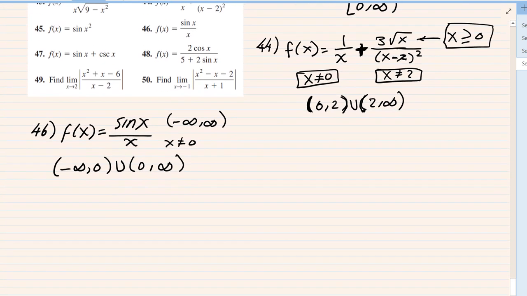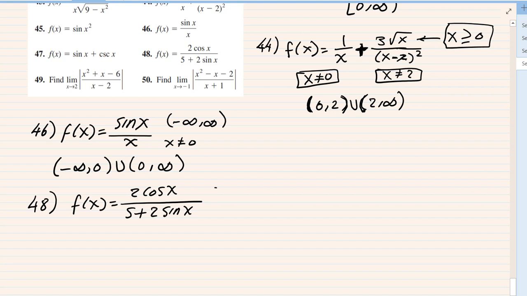For something like number 48, for instance, f of x is 2 cosine x. Now, the domain of cosine is all real numbers, so no problem in the numerator. The domain of sine is all real numbers also. So again here, negative infinity to infinity, and for this one, negative infinity to infinity. Therefore, this is continuous everywhere.